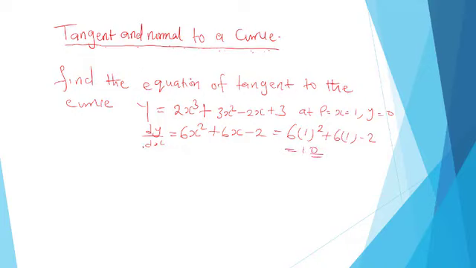Now let's go straight into fixing the equation using the gradient. y minus, they said y is 0, is equal to 10 times x minus 1. So y will now be equal to 10x minus 10. This is the equation of the tangent.